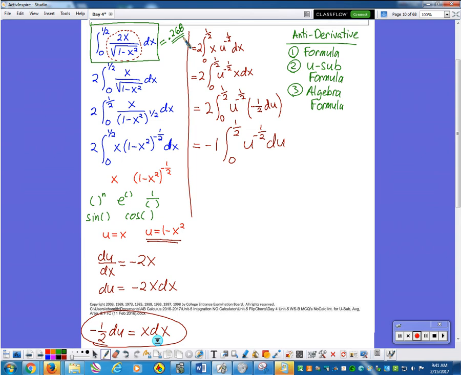The limits. If you remember back to when we first started talking about integrals, instead of writing just 0 and 1/2, I would write x equals 0 and x equals 1/2, to remind you that the limits are values of x. So I would write 0 and 1/2 to remind you that those are values of x. On this line, they are still values of x.